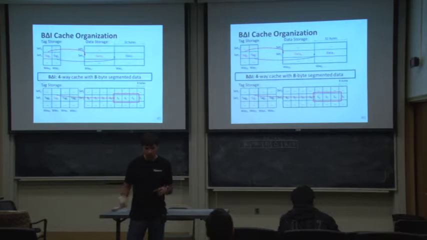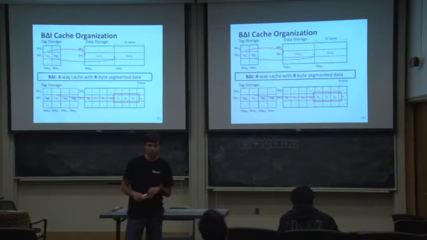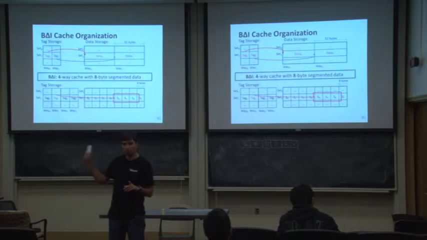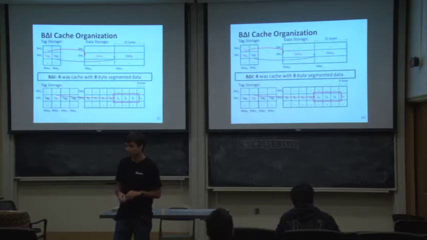The bandwidth between L2 and L1 is not really a bottleneck. It's not a big deal. It can be a bottleneck energy-wise, but it's not really a big deal. Bandwidth from off-chip, so from DRAM to the last level cache, is a big bottleneck.